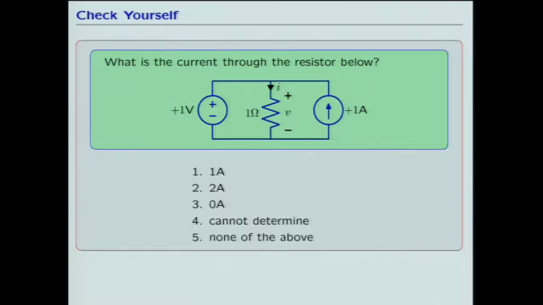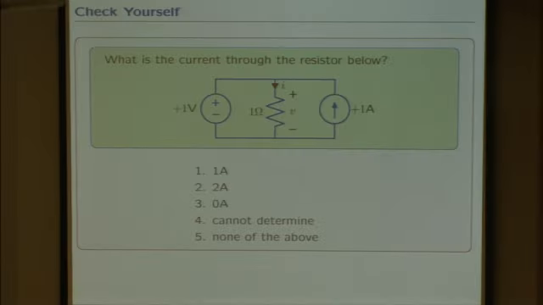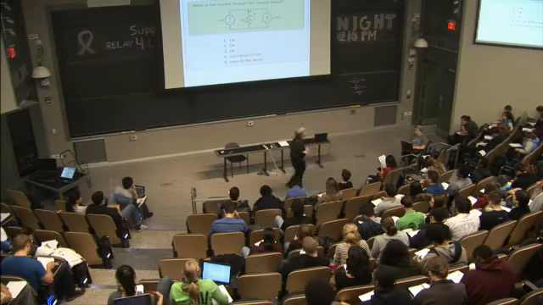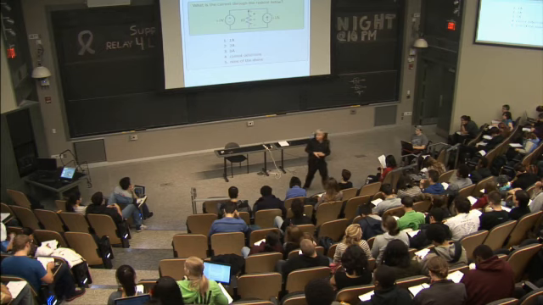Just to make sure everybody's with me, figure out what's the current, I, that goes through this resistor. Slightly more complicated system. Take 20 seconds, talk to your neighbor, figure out a number between 1 and 5.